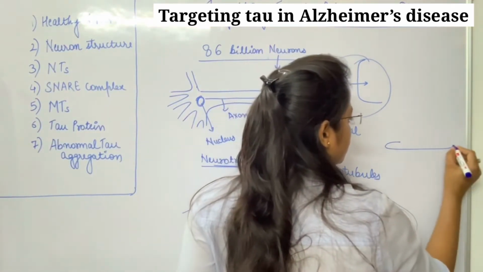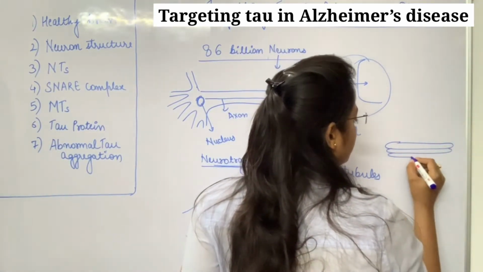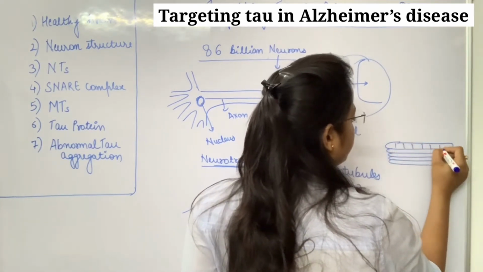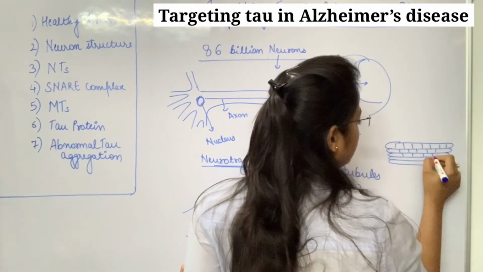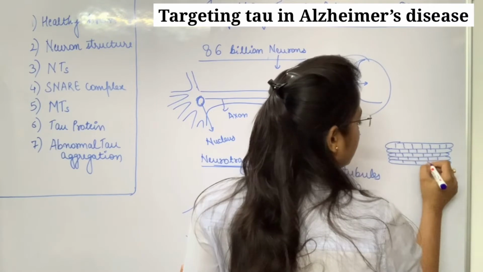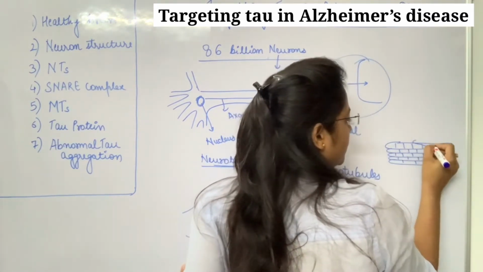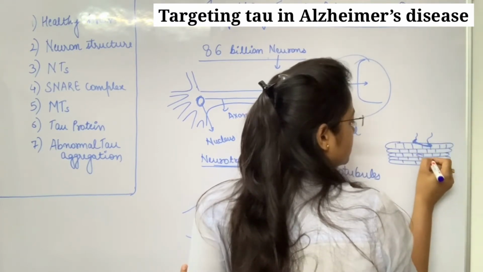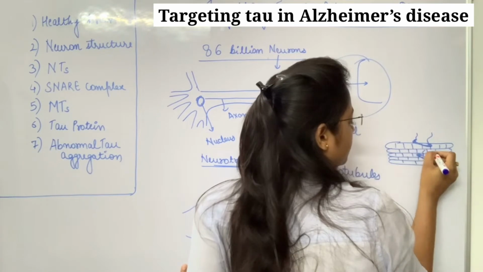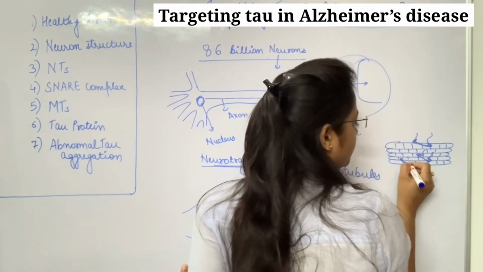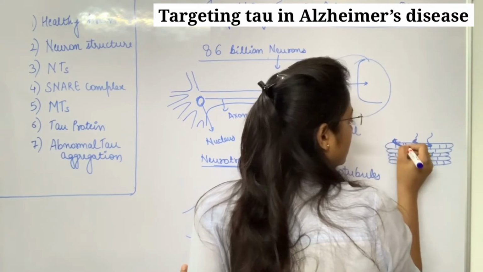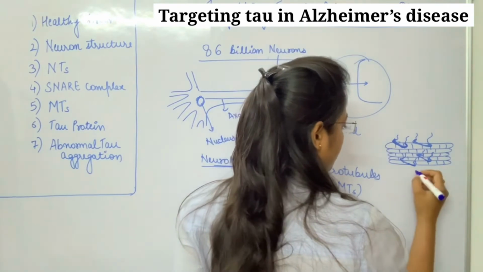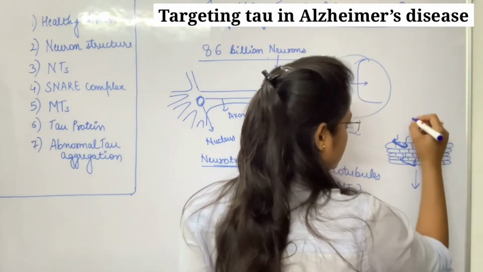Now microtubules are like microscopic rod-like structures, or we can say microscopic tubes, which are stacked together. Now these tubes are supported by tau protein. These tau proteins are attached to this portion. Tau proteins provide support to the microtubules. Okay, so now we'll be drawing these microtubules.